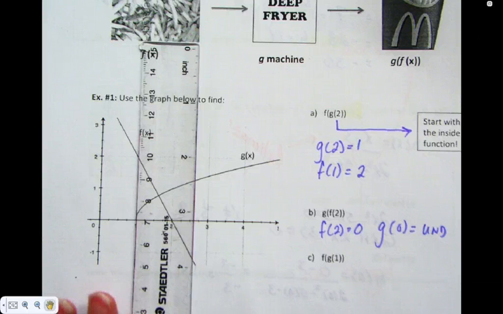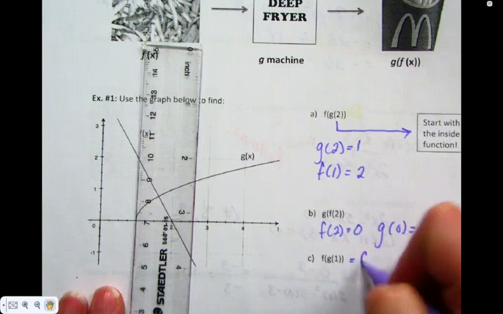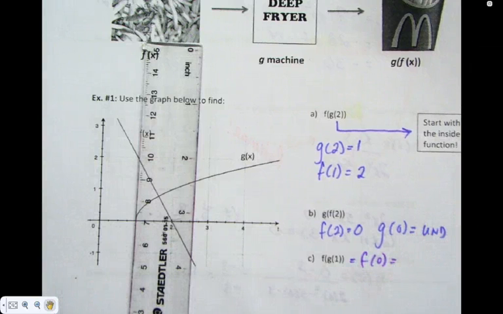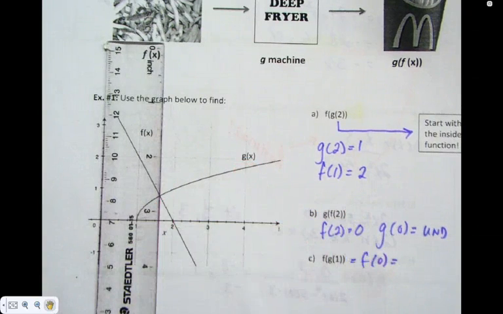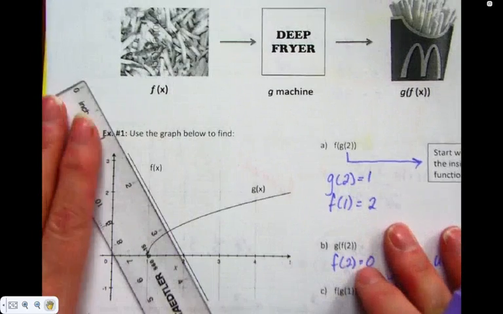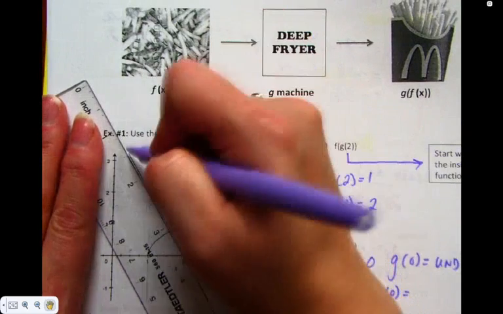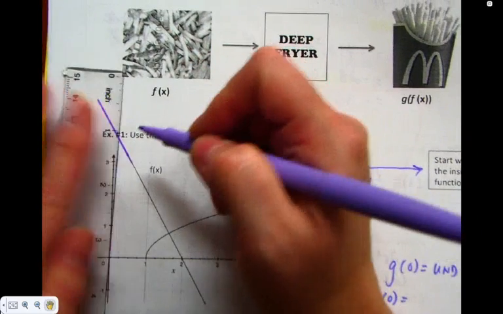I'm hearing really quiet zeros. So this now becomes f of 0. F of 0 means go where x equals 0. Look at the f function. It's kind of off the map. Yeah, so we're just going to continue it. If it's off the graph, then just keep drawing the line. We know it's linear.